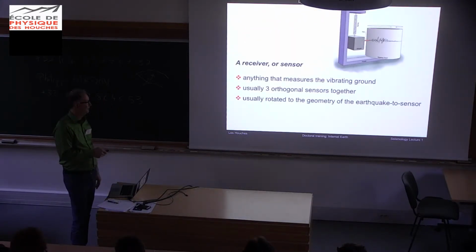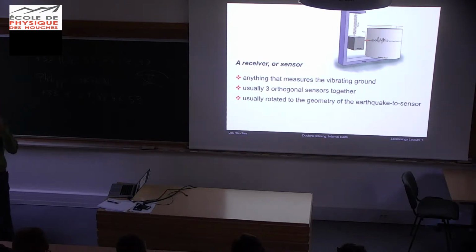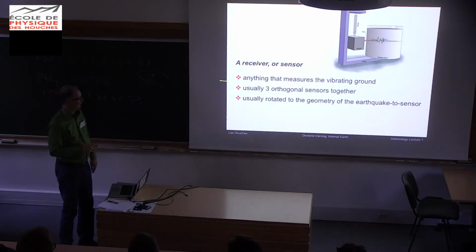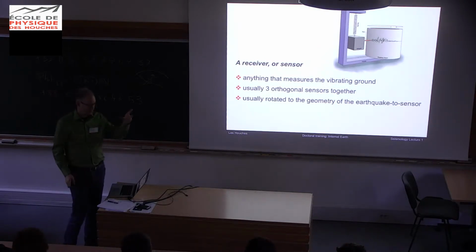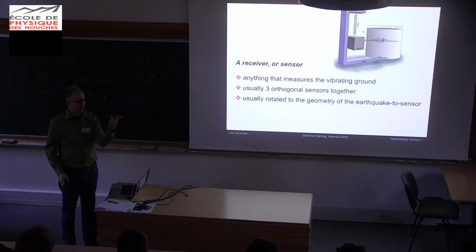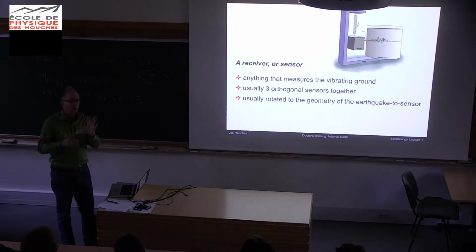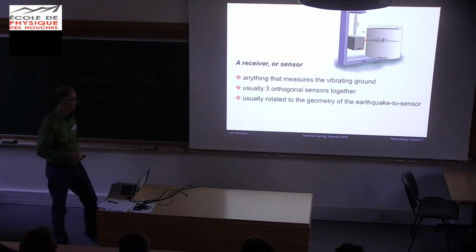So we often say receiver or sensor, but it's anything that measures a ground vibration, whether it's this thing attached to my head recording a pressure wave. We often do 3 orthogonal sensors together, so if I have 3 sensors that make an orthogonal set, it doesn't really matter what geometry they are, and I can always decompose them. If the wave's coming from over there, I could do a matrix transformation to point to that wave to hopefully decompose the P and the SV and the SH energy.